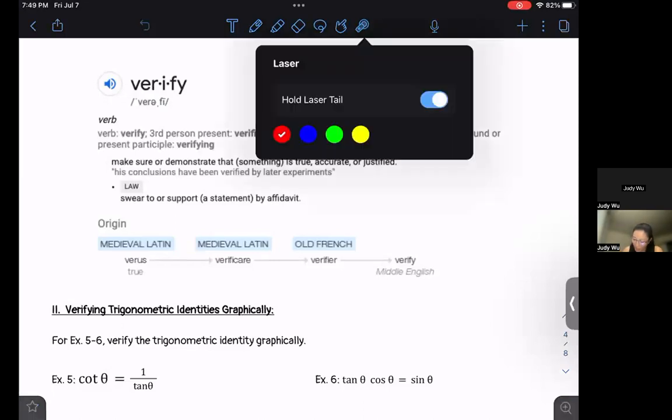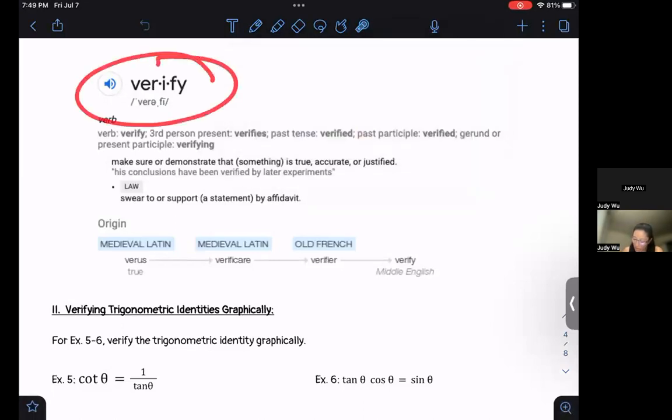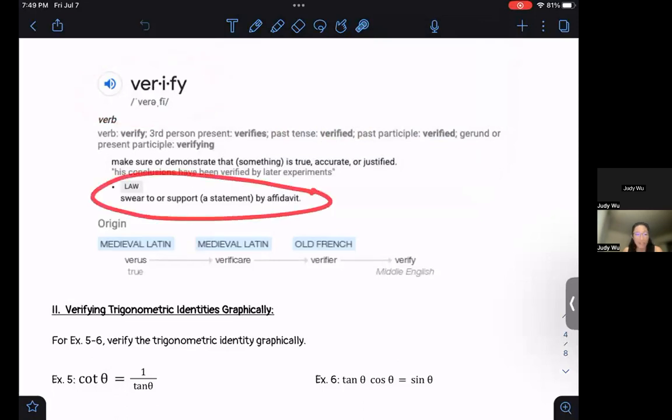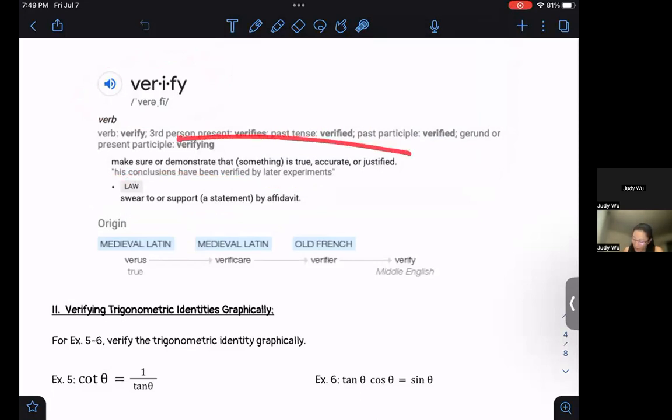All right, so a little definition for you here. Verify. We are not in law right now, so it does not mean to swear or support a statement by affidavit, but rather we want to make sure or demonstrate that something is true, accurate, or justified, okay?